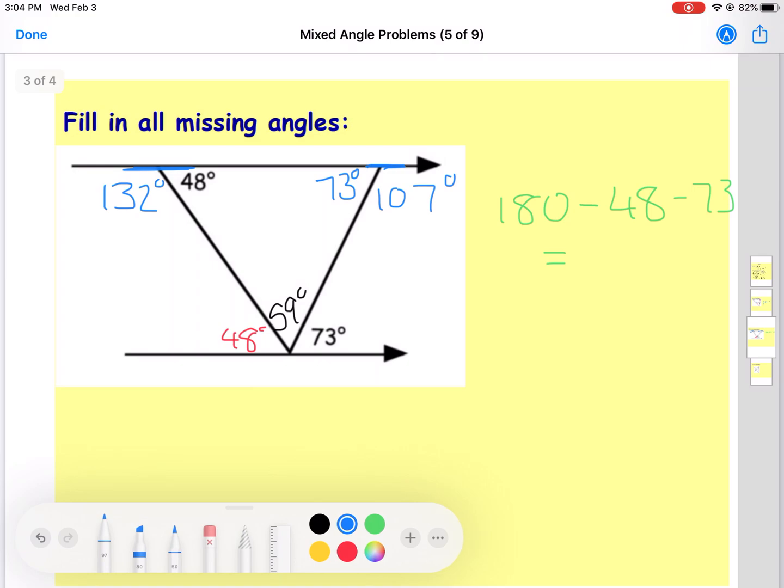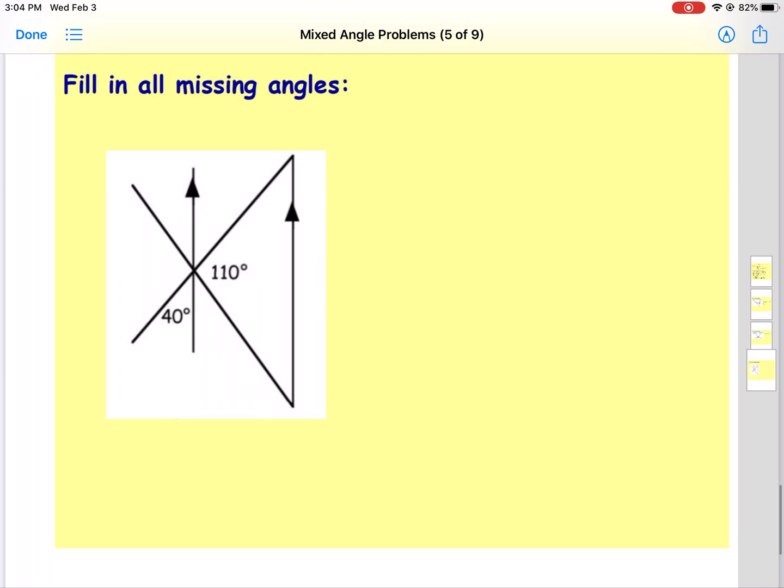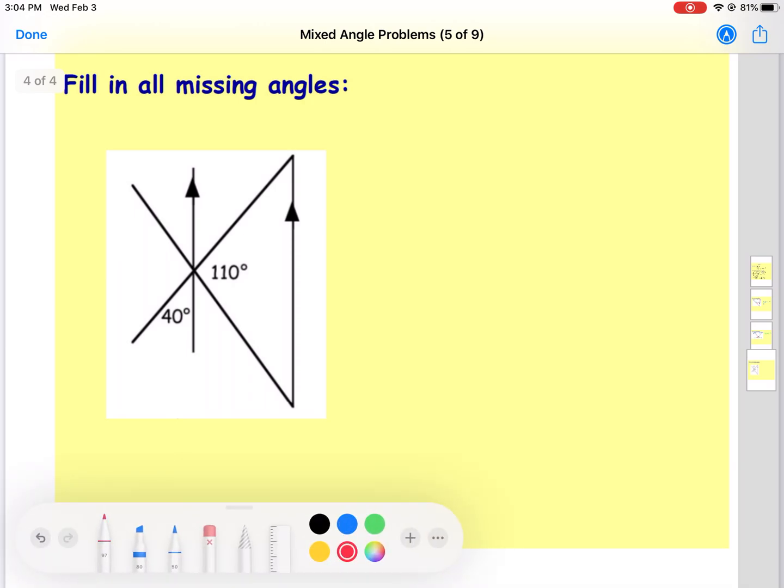Okay, one more example. Now in this case I'm going to try and use opposite angles as well as some straight lines and as well as some Zs. Okay, so the first thing that I am going to fill in is the one across from the 100, 110. So they two are opposite.